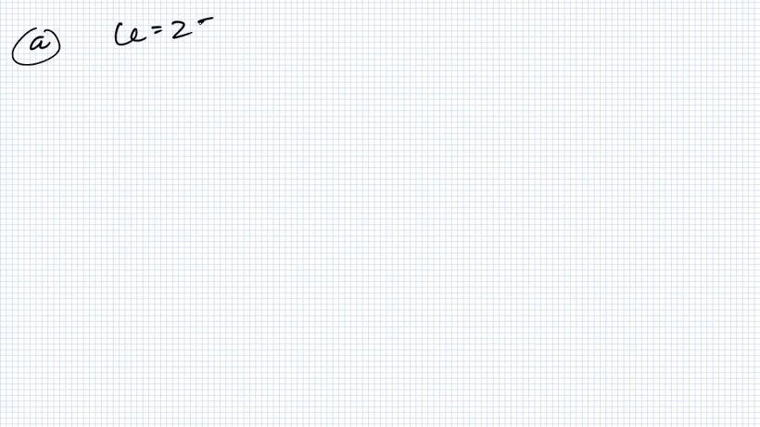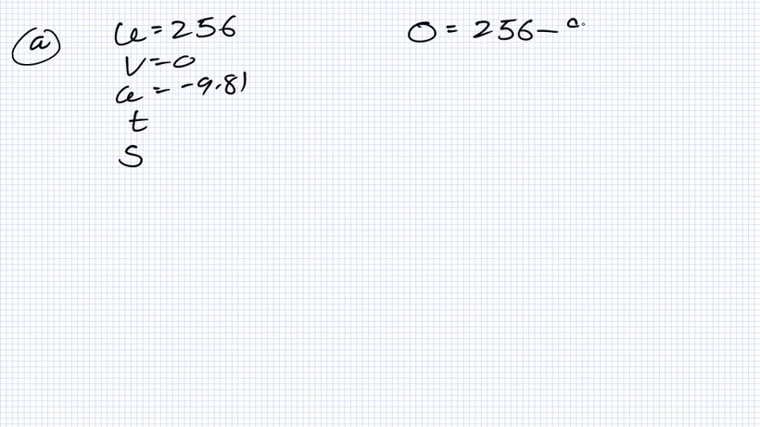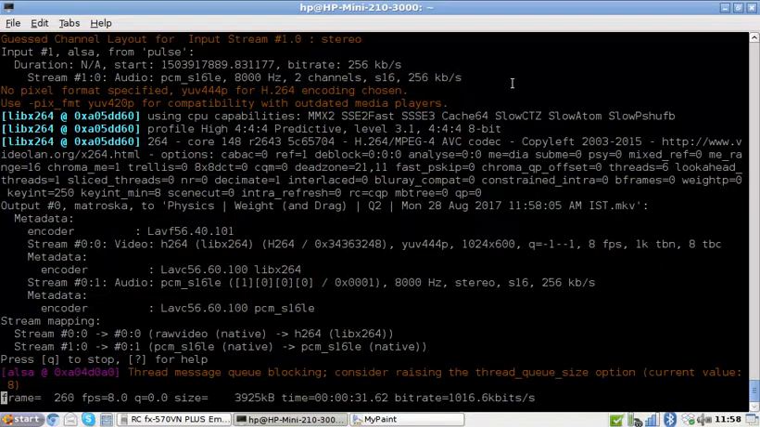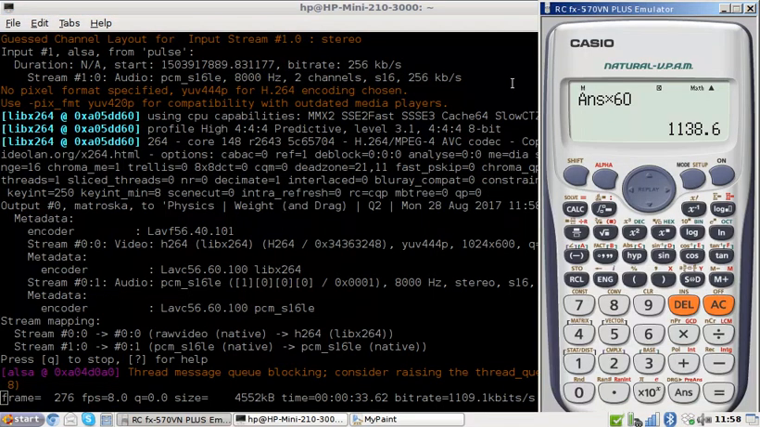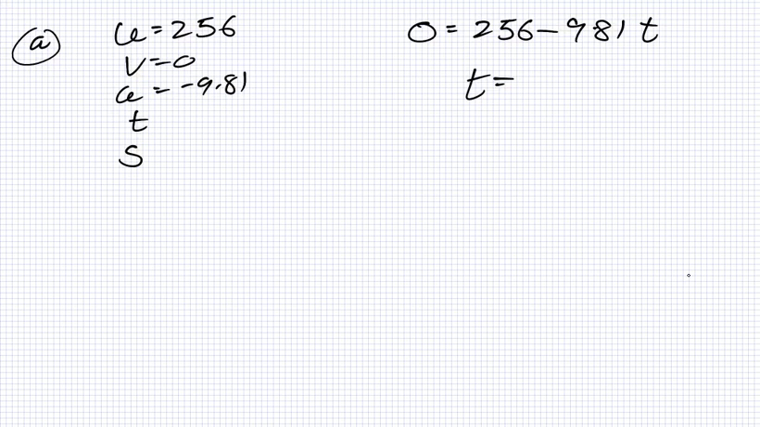So it should take: u is 256, v is 0, a is minus 9.81, t we don't know, which is what we want, s we don't know. v equals u plus at. So it should have taken 256 divided by 9.81. It should have taken 26.09 seconds. That's how long it should have taken.